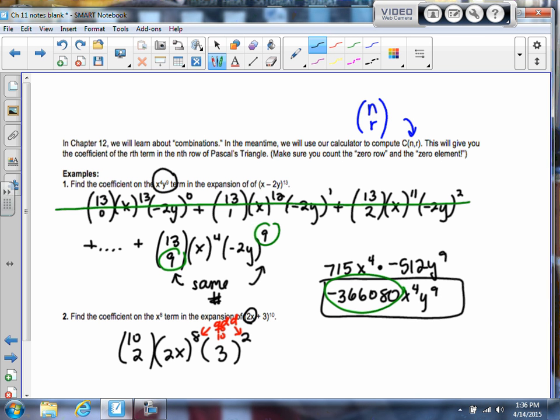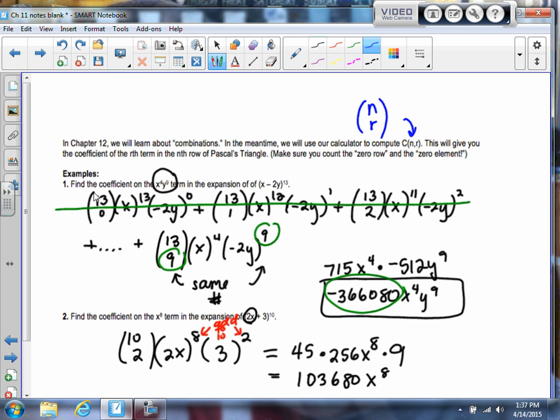Okay, so anyway, let's do 10 choose 2. So 10, math, nCr, 2. We get 45. And then I have my 2x to the 8th. If I do 2 to the 8th, I get 256 x to the 8th. And then 3 squared is 9. So I have 45 times 256 times 9. So my answer is 103,680 x to the 8th.